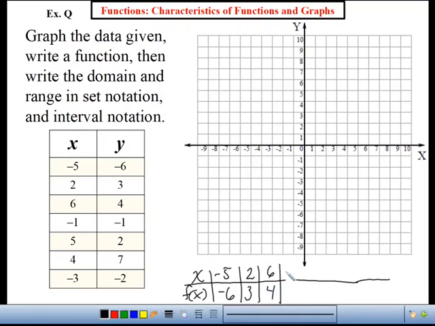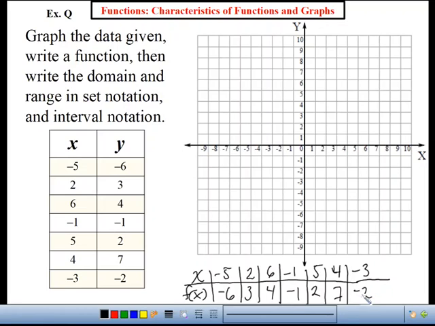The next one is -1, -1, -1, -1. The next one is 5, 2, 5, 2. The next one is 4, 7, 4, 7. And the last one is -3, -2, -3, -2.